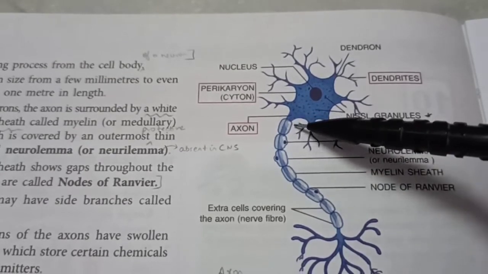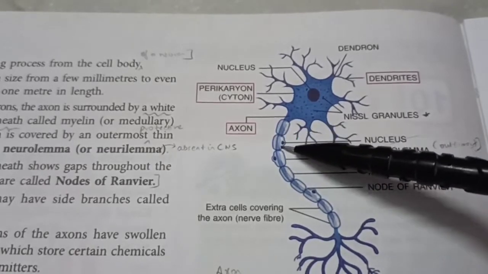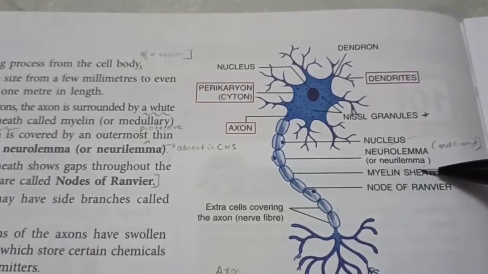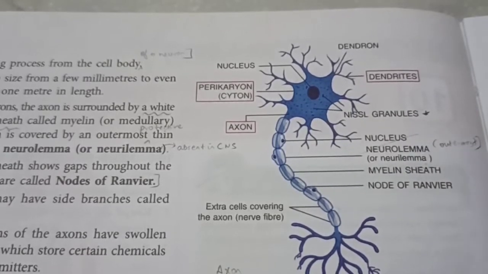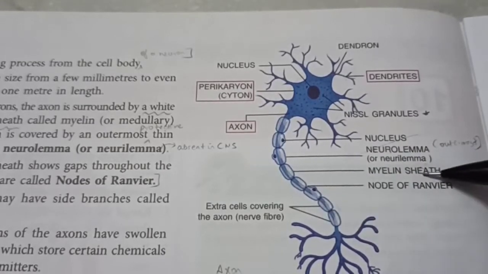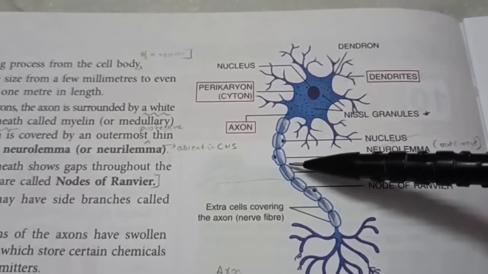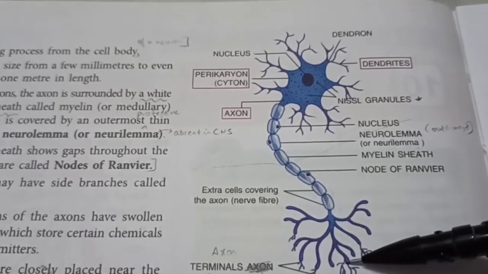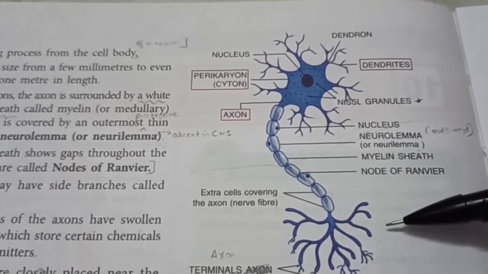The axon has many coverings on it. The first covering is the myelin sheath, which is an insulating layer, and it's white in color. There may be an extra protective sheath called the neurolemma, which is absent in the central nervous system. Now this myelin sheath has many gaps in between called nodes of Ranvier, and the axons may have some lateral or side branches as well. The terminal of the axon is called the axon terminal. Now it is this axon terminal which forms a synaptic junction with the next neuron.